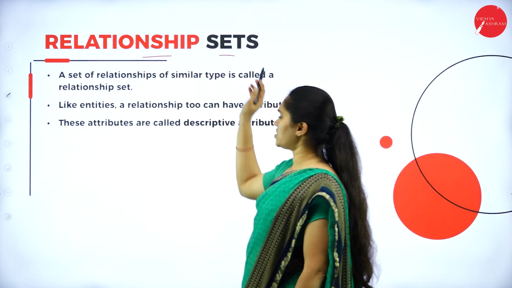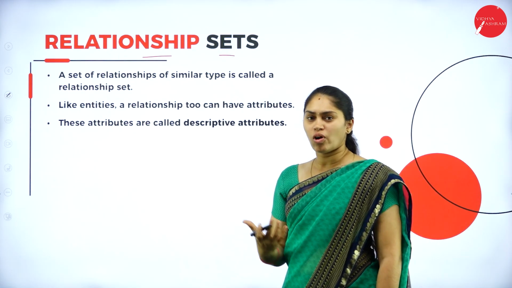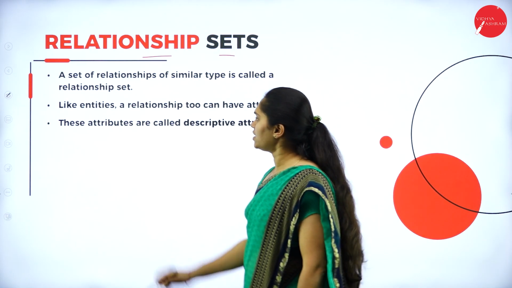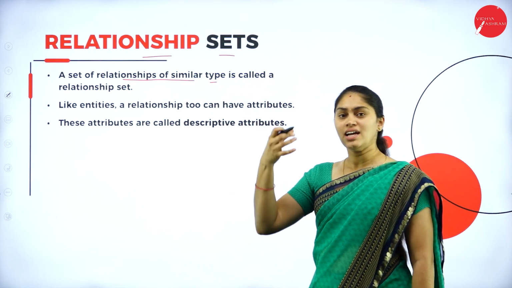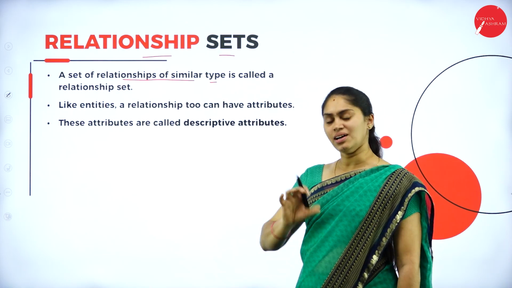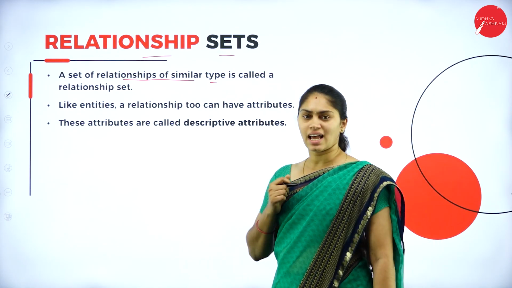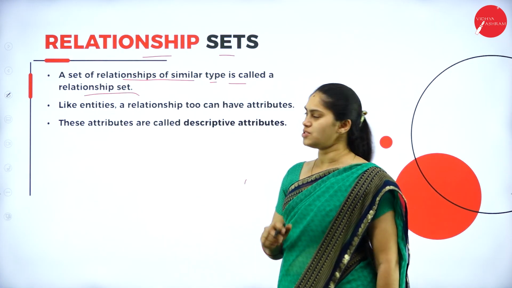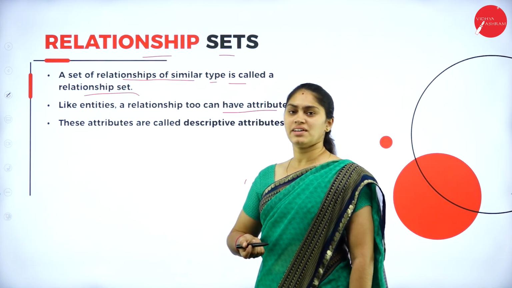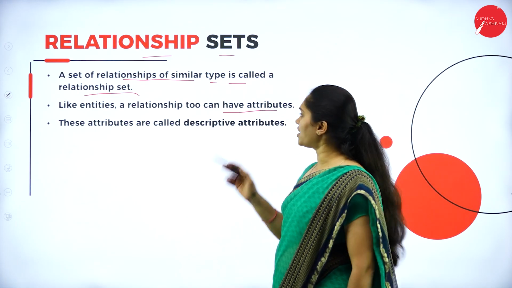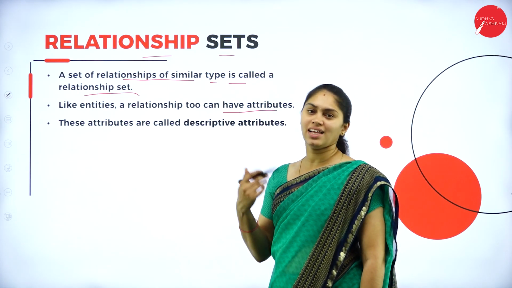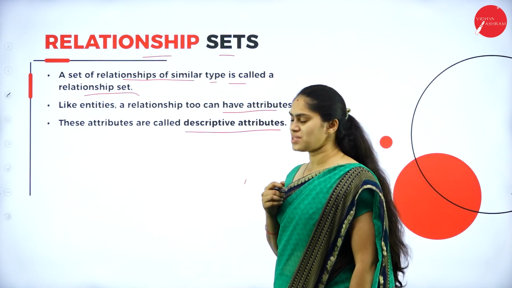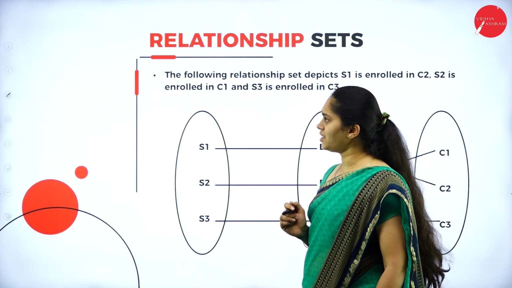Next we'll see about the relationship set. A relationship type specifies what kind of relationship we have between the different entities. Then what about the relationship set? It is a set of relationships of a similar type. Here the relationships are similar to each other, and a collection of them is called a relationship set. In a relationship set we also have attributes, just as we have attributes for an entity. Instead of calling them attributes, here we call them descriptive attributes. The attributes of a relationship set are called descriptive attributes. Fine.